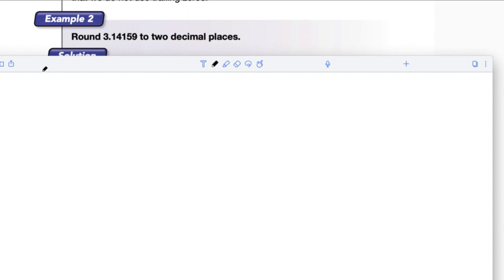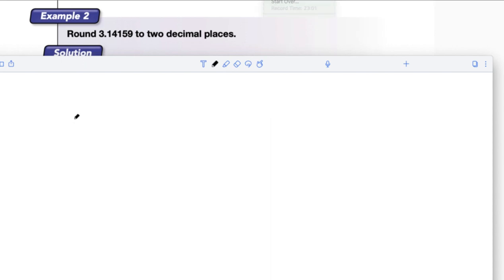Here in example 2, we're actually asked to round to 2 decimal places. So let's see what that means. When you look at the decimal, the numbers after it, we're going to call those decimal places. Sometimes you might talk about that as significant digits in chemistry or other sciences, but here we're going to refer to them as decimal places.